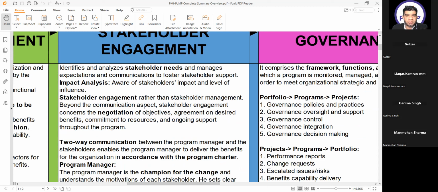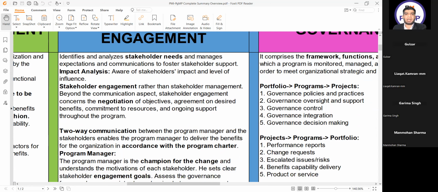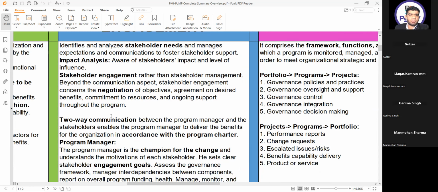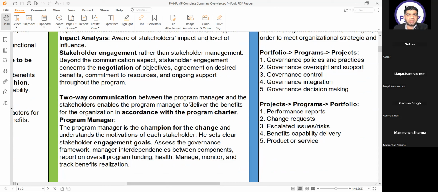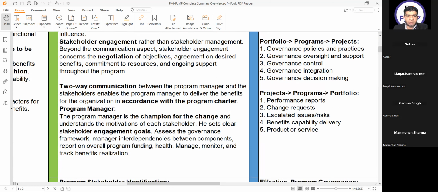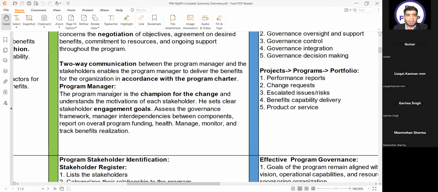Beyond the communication aspect, the stakeholder engagement concerns the negotiation of objectives, agreement on desired benefits, commitment to resources, and ongoing support throughout the program. Two-way communication between the program manager and the stakeholders enables the program manager to deliver the benefits for the organization in accordance with the program charter. Who is a program manager?